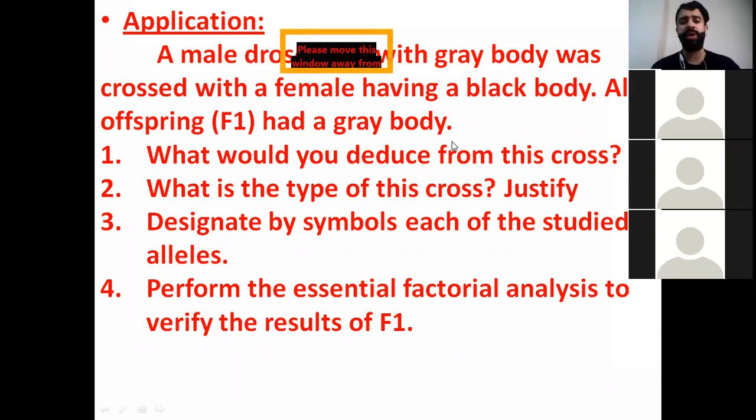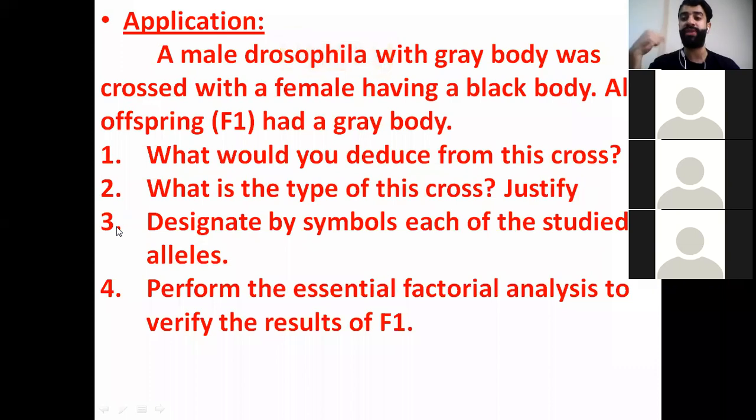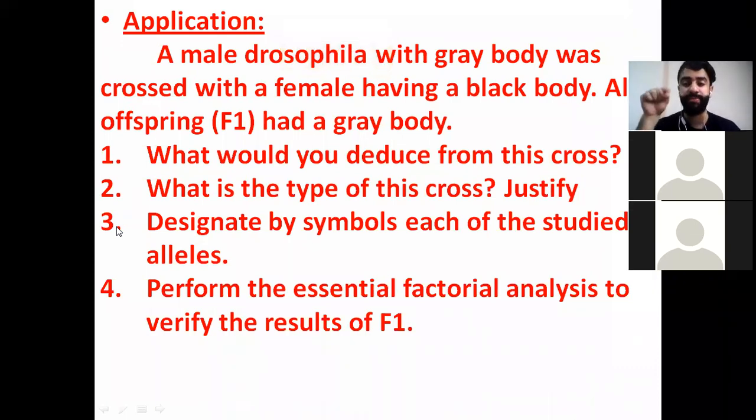Imagine that in one of the exercises, they told you what did you deduce from this cross, and what is the type of this cross, and they skipped part 3. They didn't ask for part 3, and then they move immediately to part 4. They ask you to perform the essential factorial analysis. So what I have to do, I have to give the symbols. If they didn't ask me for the symbols, I should do this.